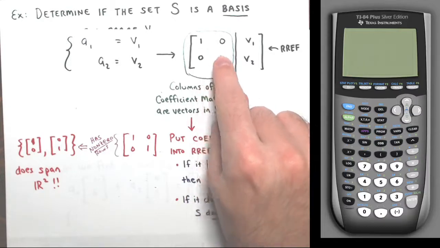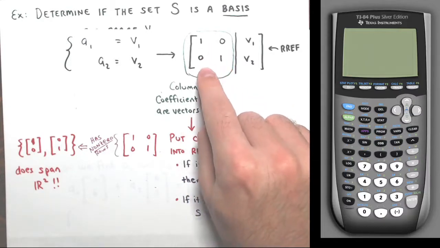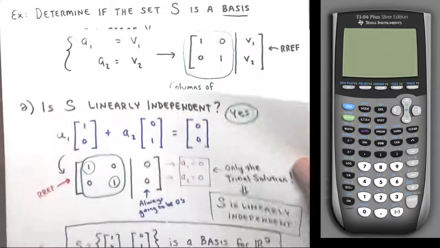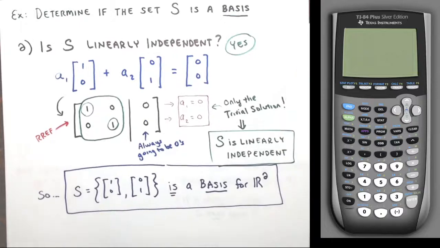You make the coefficient matrix with the vectors in S, put it in reduced row echelon form. If it has a row that's entirely zero, it doesn't span V. If it doesn't have any row that's entirely zero, it does span V. So same thing here.